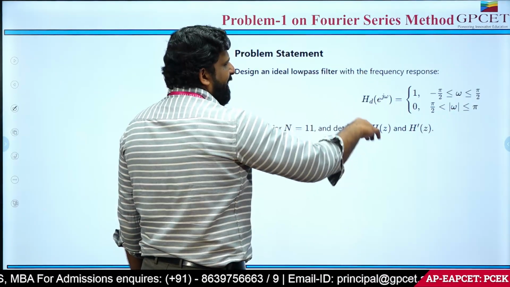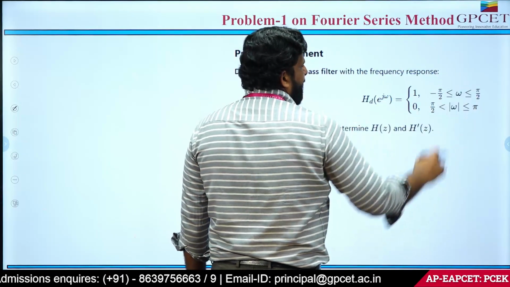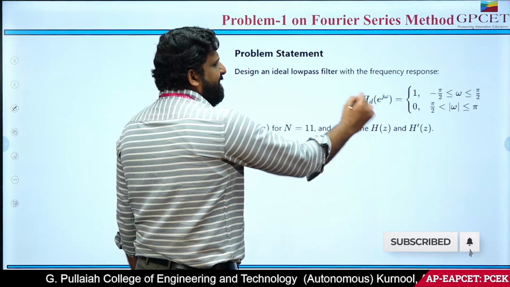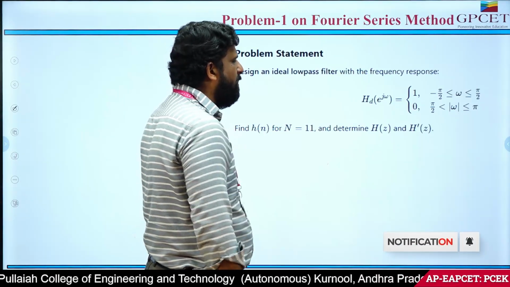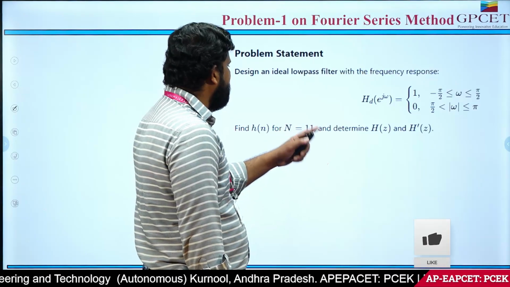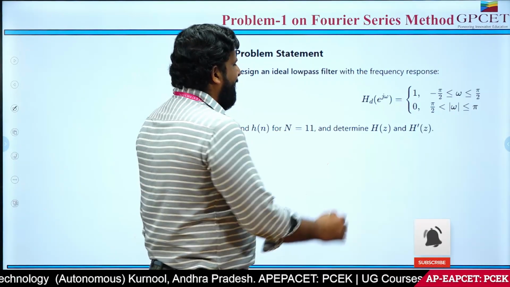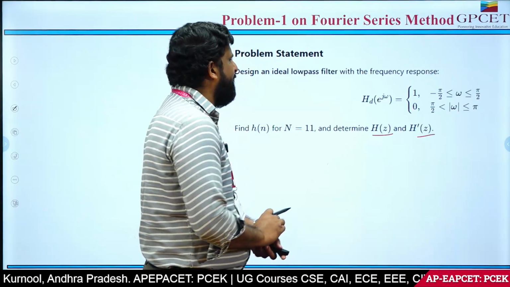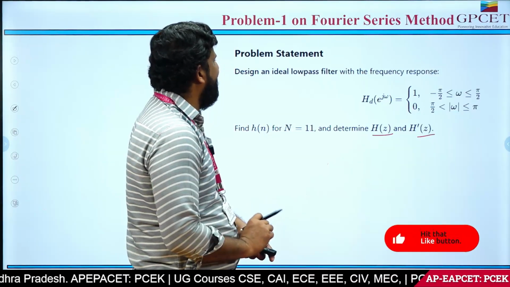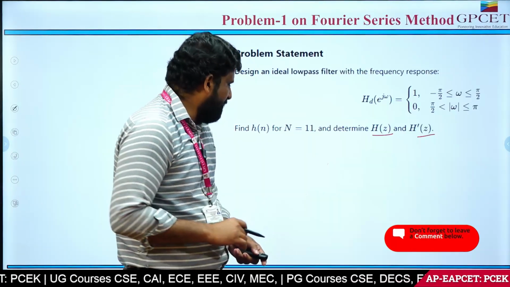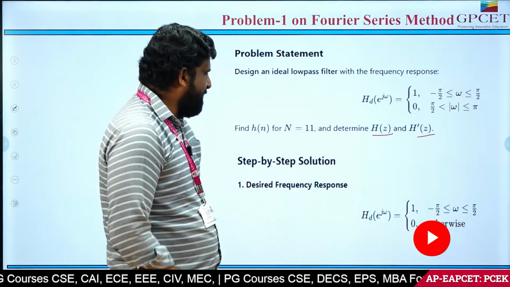So in that periodic condition, the ideal low pass filter with the frequency response HD of e power j omega will be equal to 0 otherwise. And we are asked to find h of n for capital N equal to 11, and determine H of z and H inverse of z. This is the statement. So how are we going to design the ideal low pass filter by using the Fourier series method? We will go step by step.